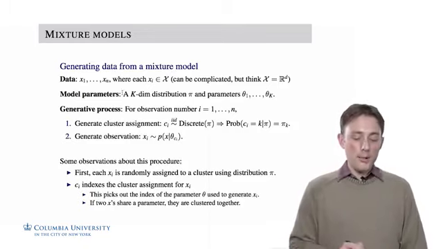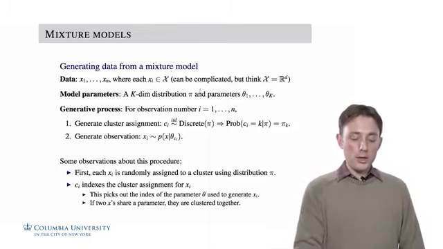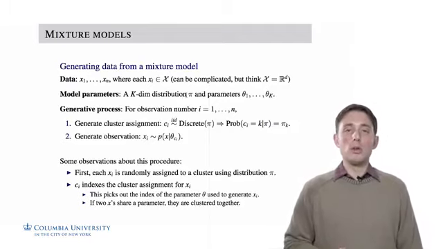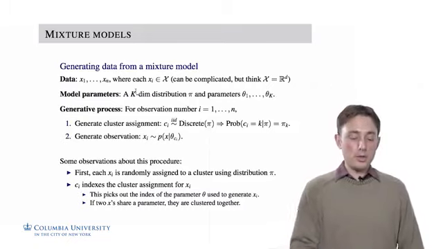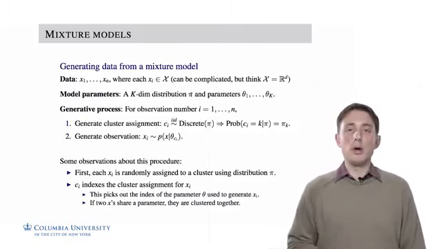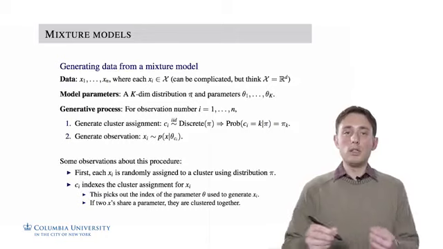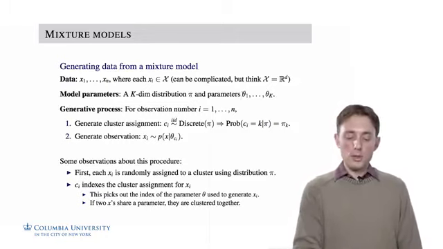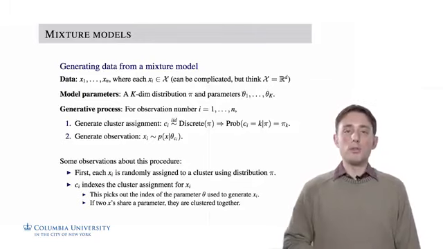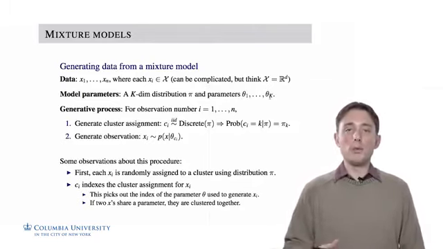We have model parameters for the mixture model, which, for all mixture models, will include a k-dimensional probability distribution on k different clusters. So if we assume there are k clusters, we have a k-dimensional probability distribution on each of those clusters. And also parameters for each cluster. So theta 1 would be the parameters for the first cluster up through theta k, which are the parameters for the kth cluster.